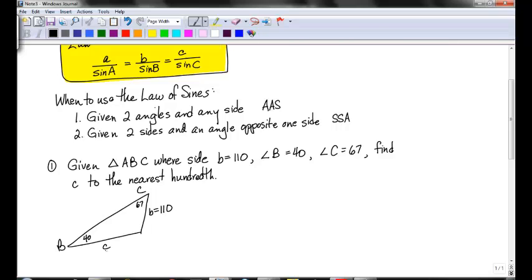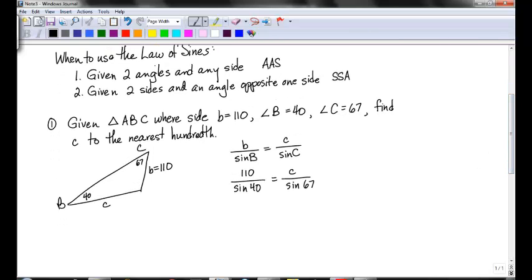Okay, so in terms of what we're given, b over the sine of angle B, and c over the sine of C. So you can use any two of those ratios to form a proportion. So we've got b is 110, sine of angle B, so it'd be sine of 40. c we don't know, that's what we're trying to find, and the sine of 67. Okay.